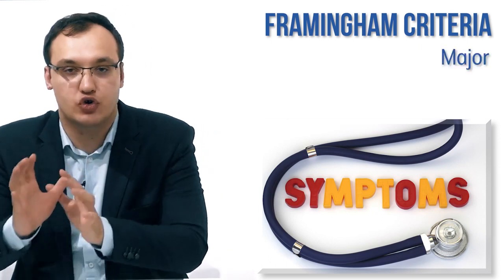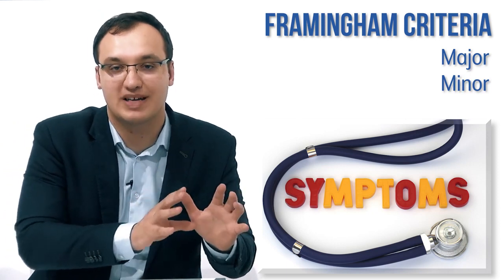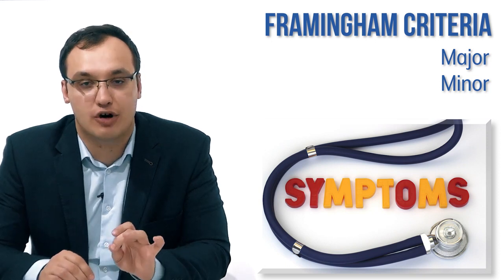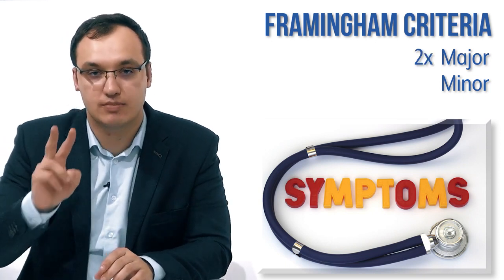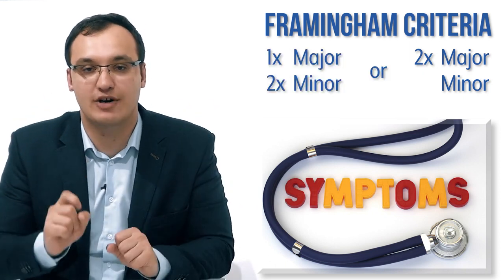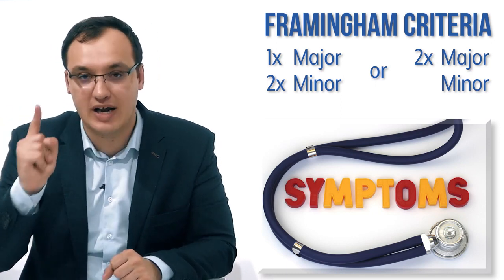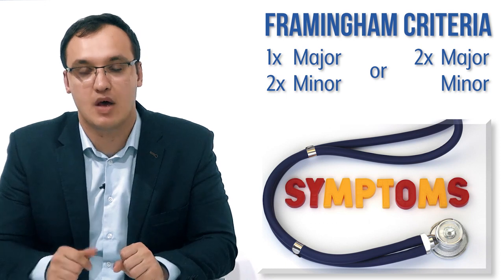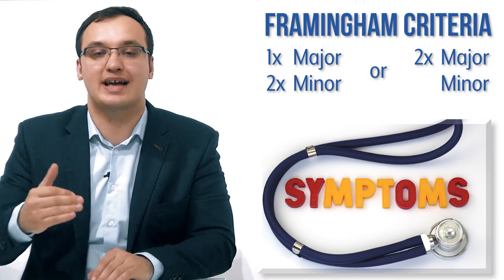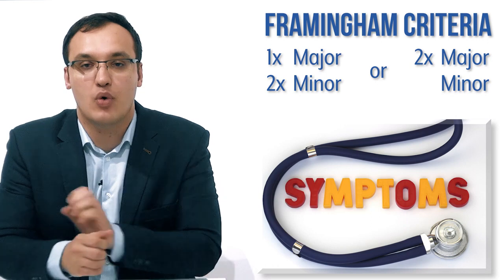We have the major symptoms, which are the most important, and we have minor symptoms, which are also important but not so important. Therefore, if we want to diagnose heart failure, we need to have two major symptoms or only one major with two minor ones. So two majors or one major with two minors. That is the modified Framingham criteria to diagnose heart failure based on these two groups of symptoms. And which are the two groups?